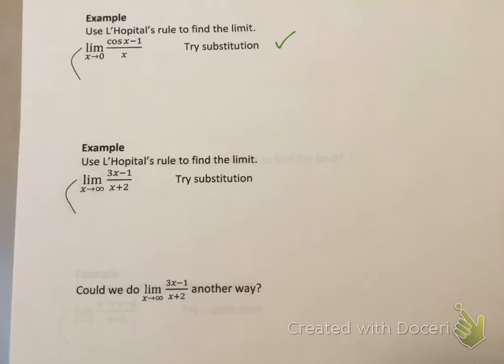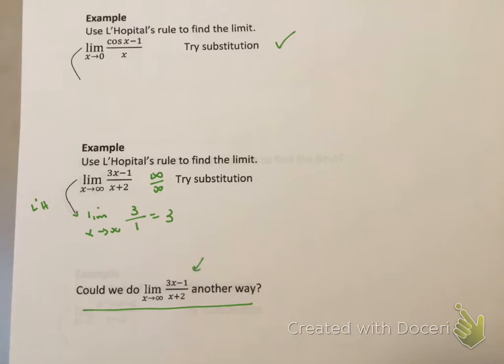Alright, if you were to do substitution for this, this is going to be an infinity over infinity. I'd like to talk about this two different ways. If we apply L'Hôpital's rule, then you can see what the answer is going to be: the limit as x approaches infinity of the derivative of 3x minus 1, which is a 3, over the derivative of x plus 2, which is a 1, and so your answer is a 3. But could we do it another way? And the answer is heck yes, why wouldn't we?